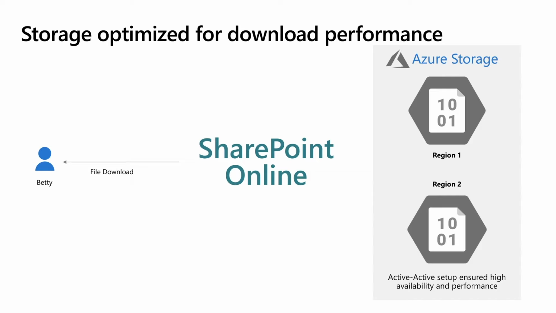Now let's assume Betty wants a file back. What happens during a download process? Let me walk you through that. So here I am trying to download a file. What we do is, in this case, SharePoint Online goes to the closest Azure region to its servers and starts downloading those chunks in parallel.